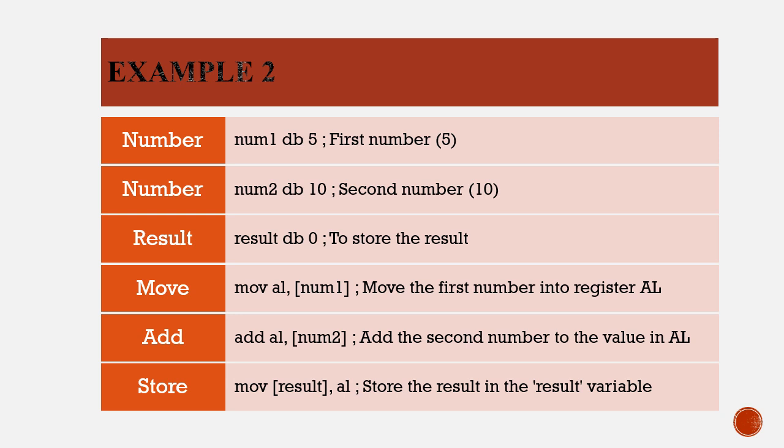So at this level, instead of moving num1, num2, we're moving the AL because the two numbers are already added in a register, AL. So AL will now be moved into result, showing that we've successfully added two numbers and the result is stored in result.